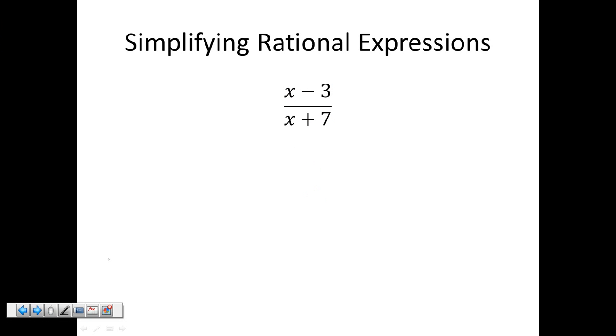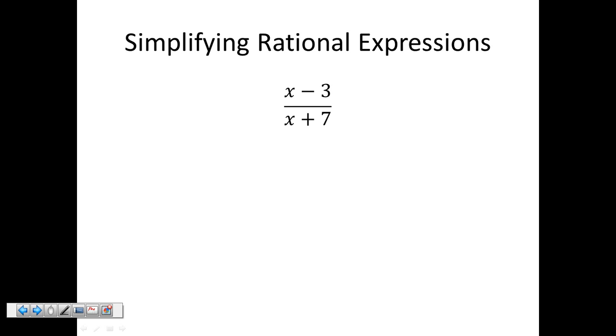Now let's take a look at this one. We have a polynomial, top and bottom. We have x minus 3 on top. We have x plus 7 on the bottom. Now you would probably be very tempted to go ahead and try to cancel these x's and say, well, the x over x is 1 and what I have is negative 3/7. But that does not work. The reason it doesn't work is because of the addition and the subtraction that are going on. So this is actually as simplified as it gets.